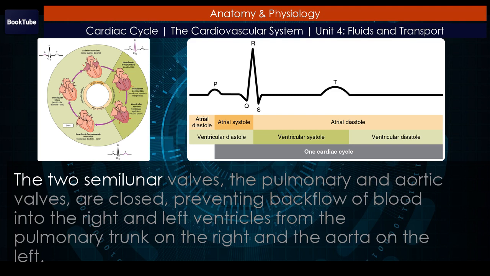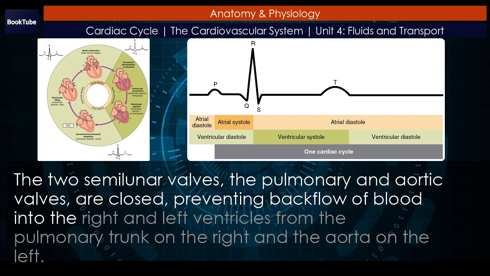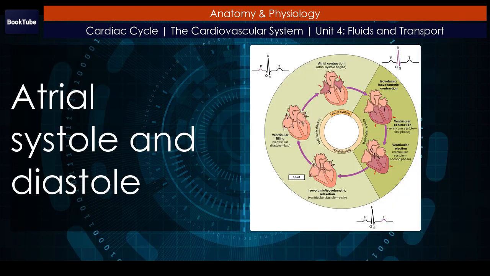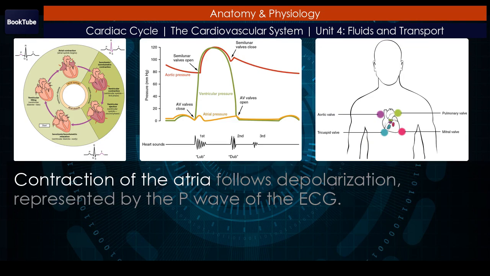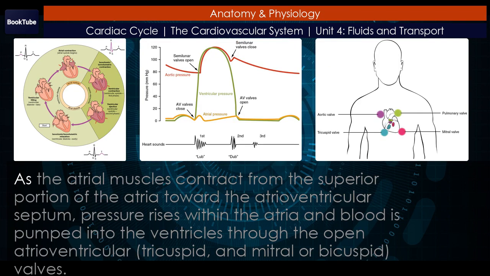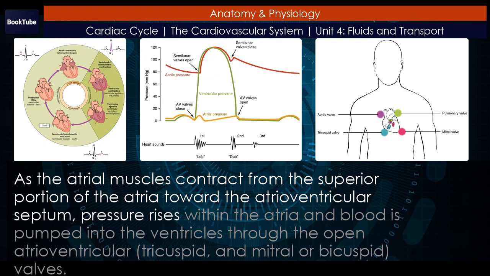The two semilunar valves, the pulmonary and aortic valves, are closed, preventing backflow of blood into the right and left ventricles from the pulmonary trunk on the right and the aorta on the left. Atrial systole and diastole. Contraction of the atria follows depolarization, represented by the P wave of the ECG. As the atrial muscles contract from the superior portion of the atria toward the atrioventricular septum, pressure rises within the atria and blood is pumped into the ventricles through the open atrioventricular, tricuspid, and mitral or bicuspid valves.